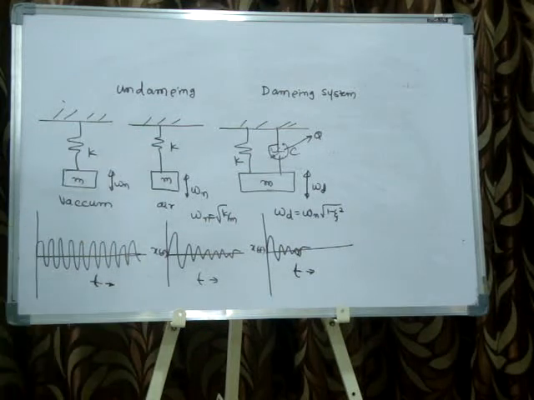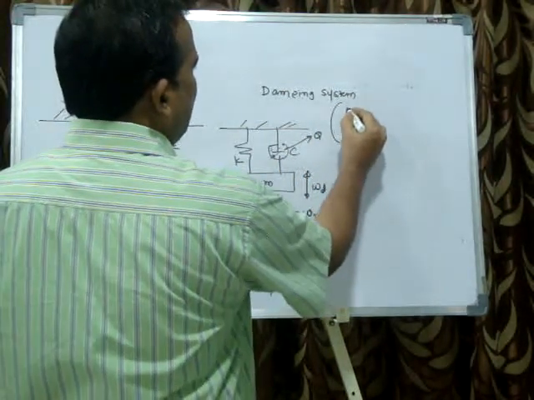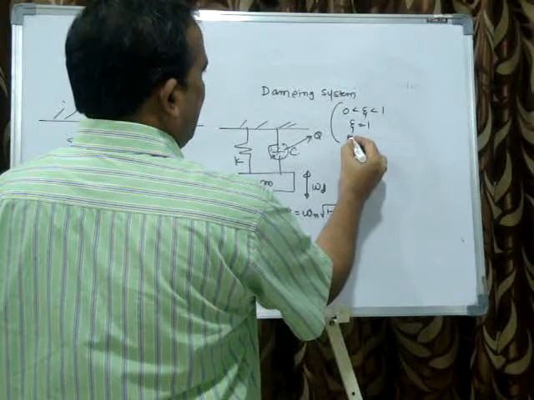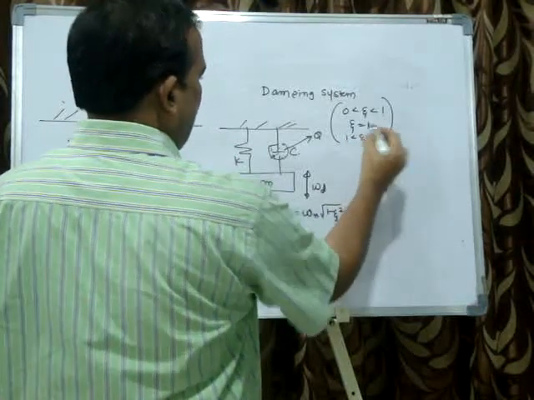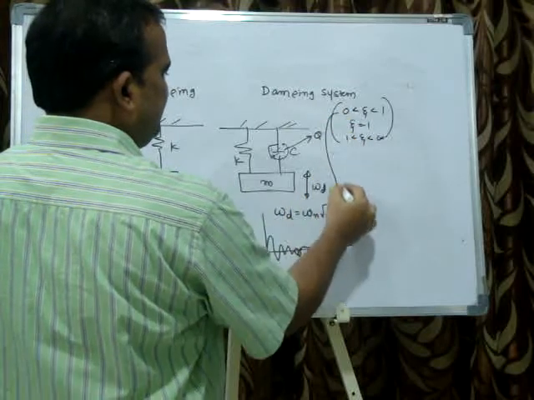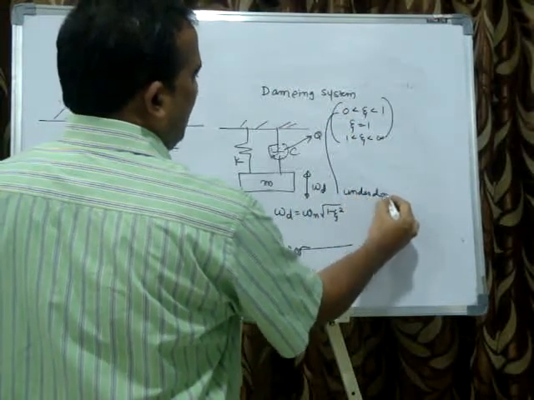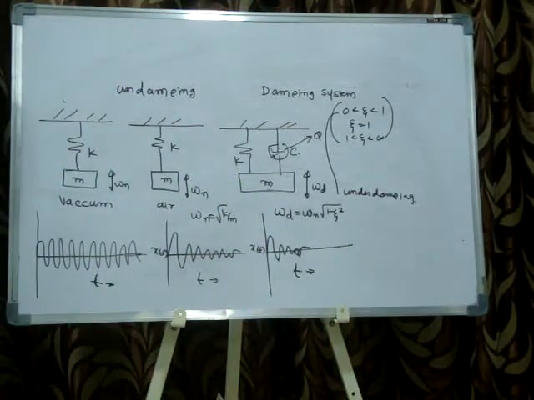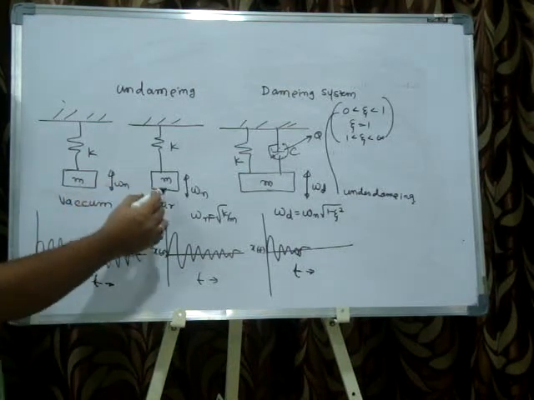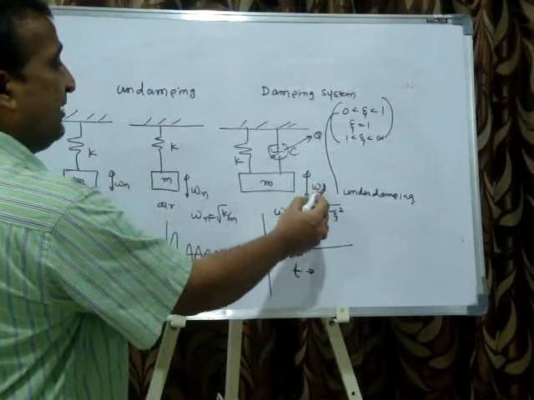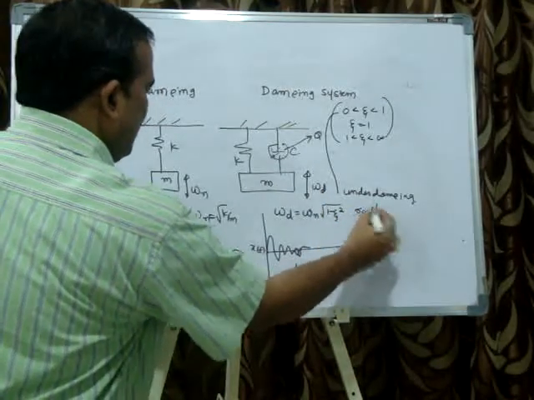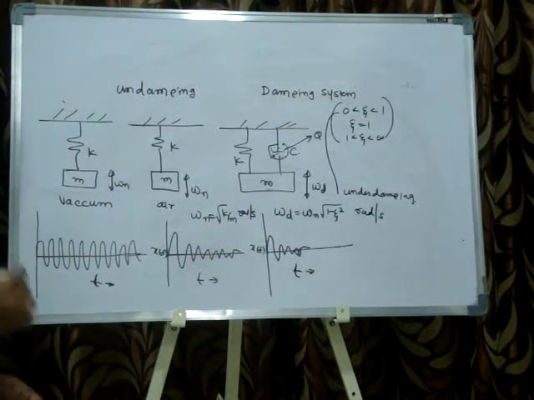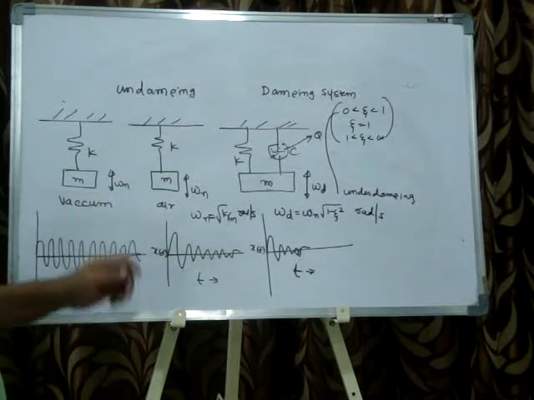So you can understand the undamped and damped systems. In damping, once again there are three systems, which I will explain later: underdamping, critical damping, and overdamping. Here basically I have explained the underdamped system. There are oscillations. It is oscillating with omega n, and the damped system oscillates with omega d, the damped natural frequency, radian per second. I hope you understood the difference between undamping and damping.